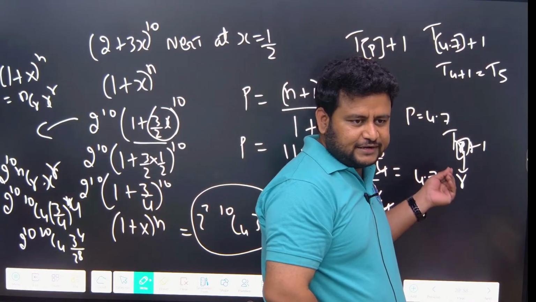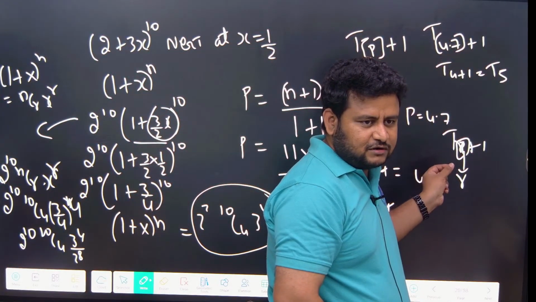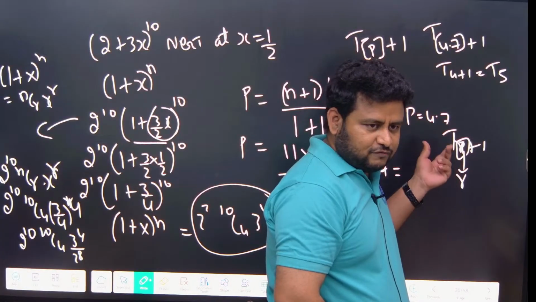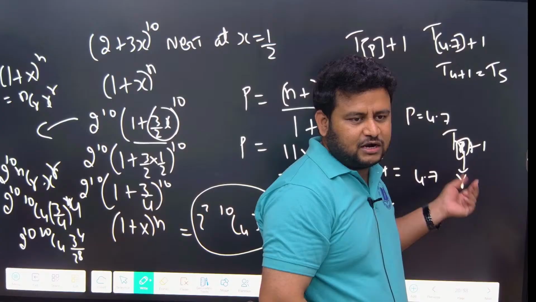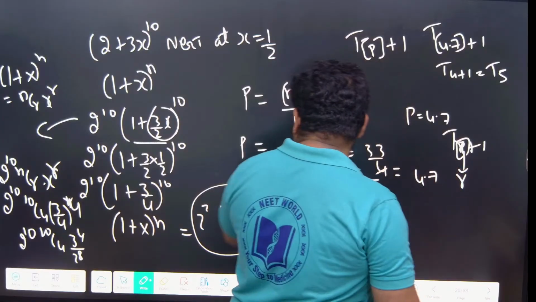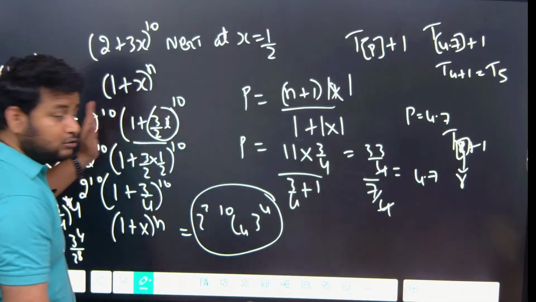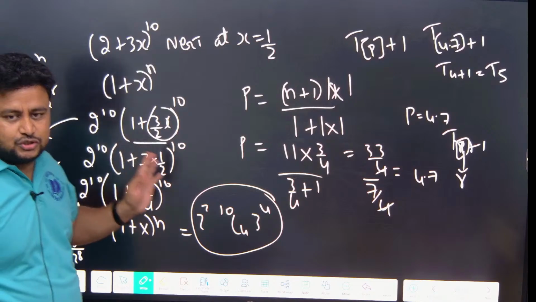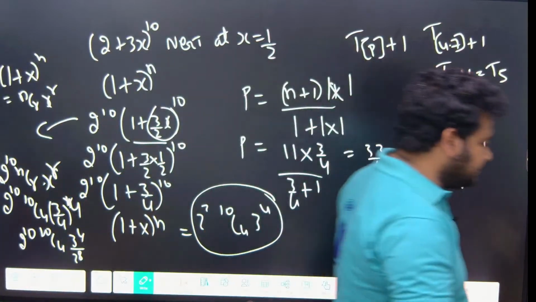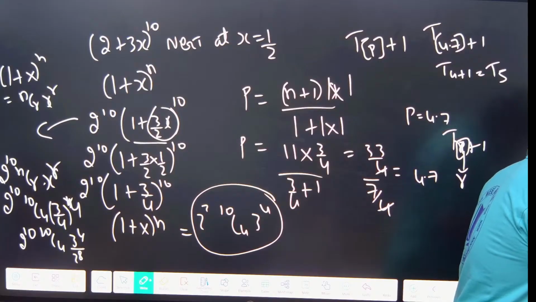The p value that you get, that is step of p value. Whatever you get, 4.7 means the step of p is 4, so the r value will be equal to 4. So you have to find nCr into x power r. But whatever you took outside, that also should be there in the numerically greatest term. Clear? Okay, let us take one more example for this.